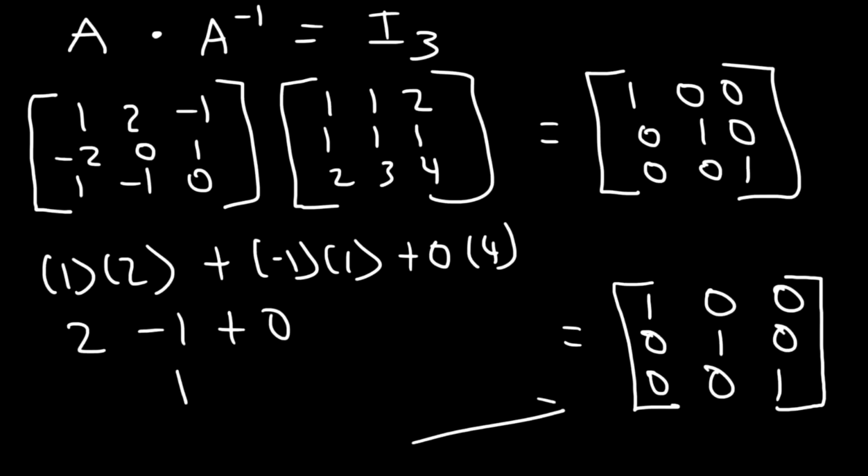And so we do get the identity matrix. So that tells us that this is indeed the inverse of A. So now you know how to find the inverse of a 3 by 3 matrix.